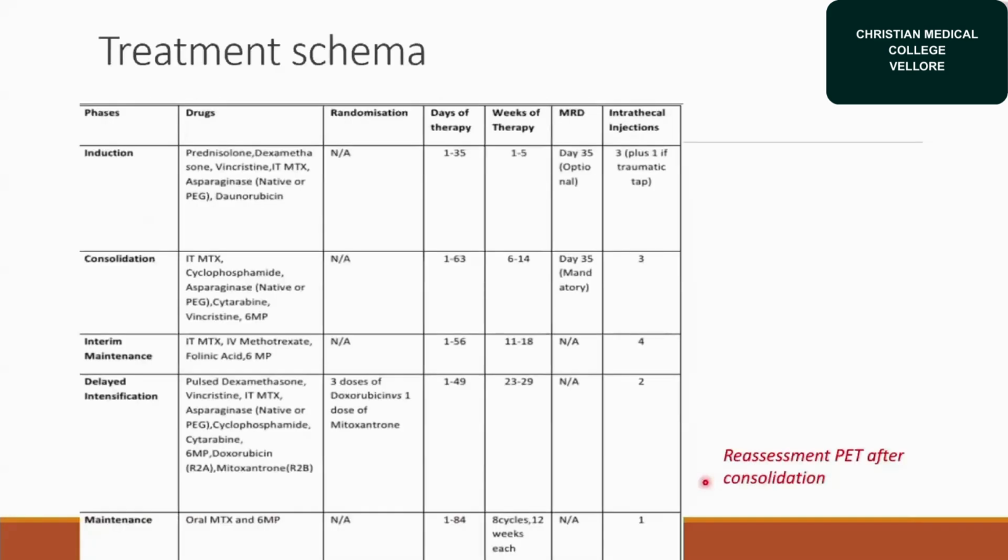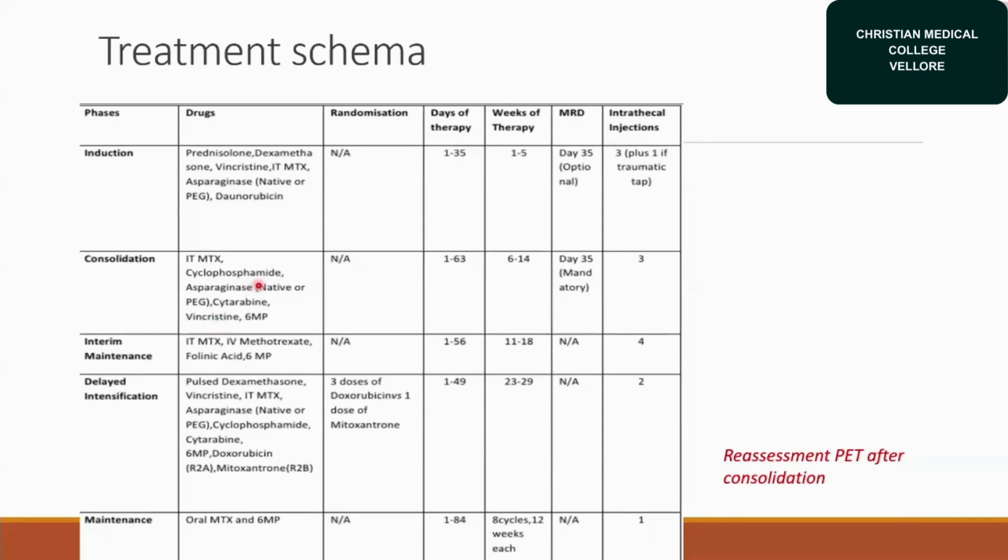It is a slightly long treatment. We induce remission using drugs such as steroid, which can be either prednisolone or dexamethasone, vincristine, asparaginase, and daunorubicin. Once remission is induced, we go on to consolidate that remission. Here the main drugs are cyclophosphamide, cytosine, asparaginase, and vincristine along with 6-MP.